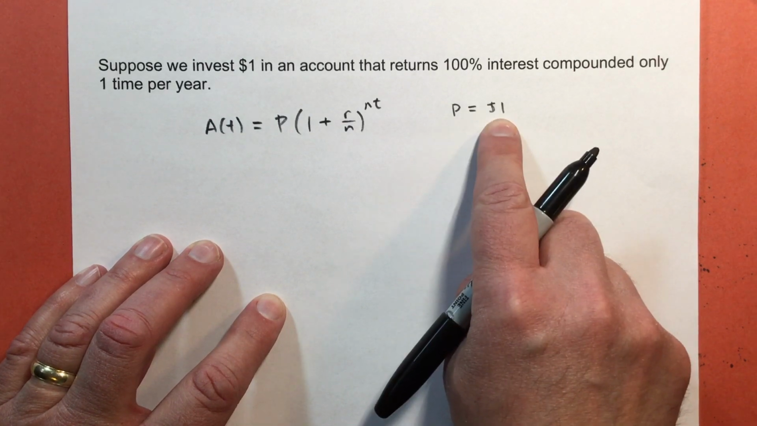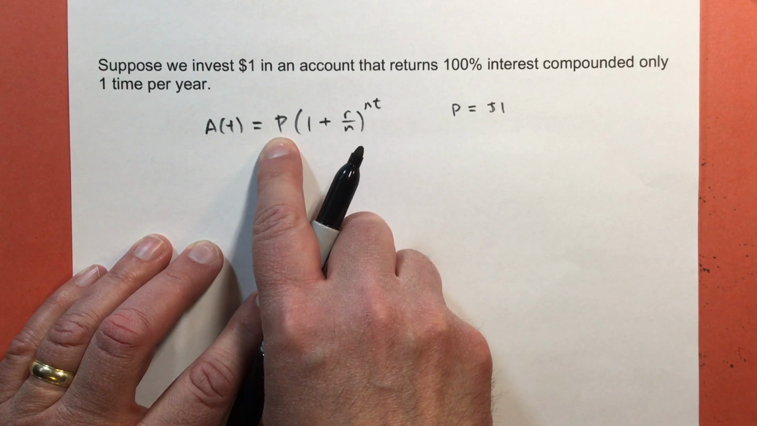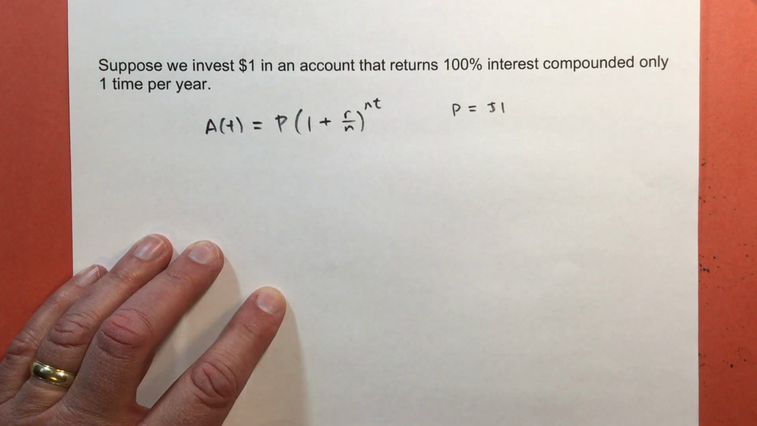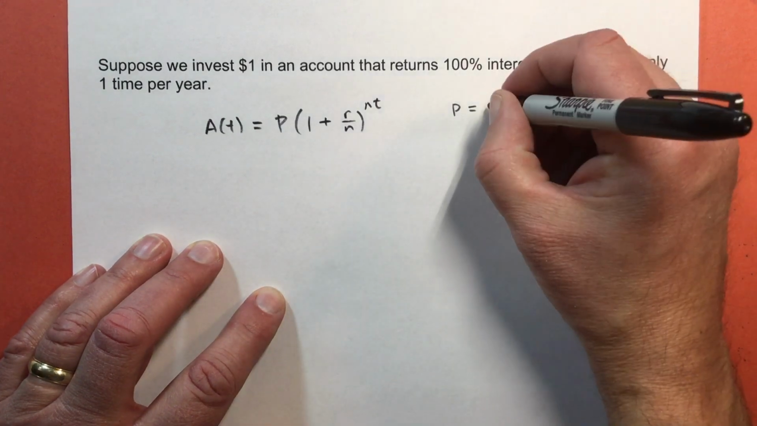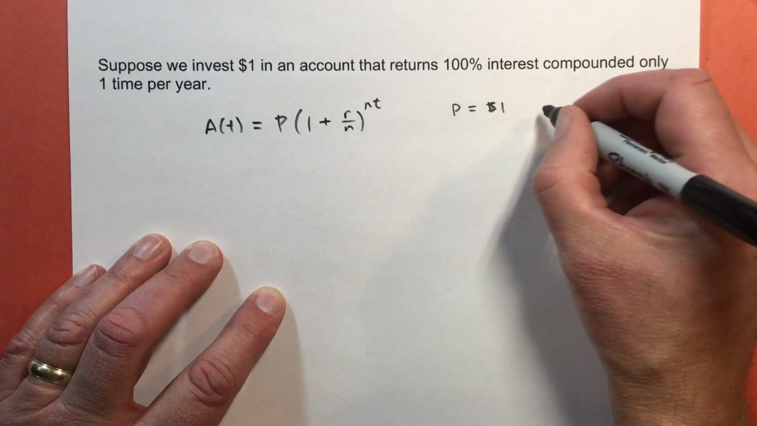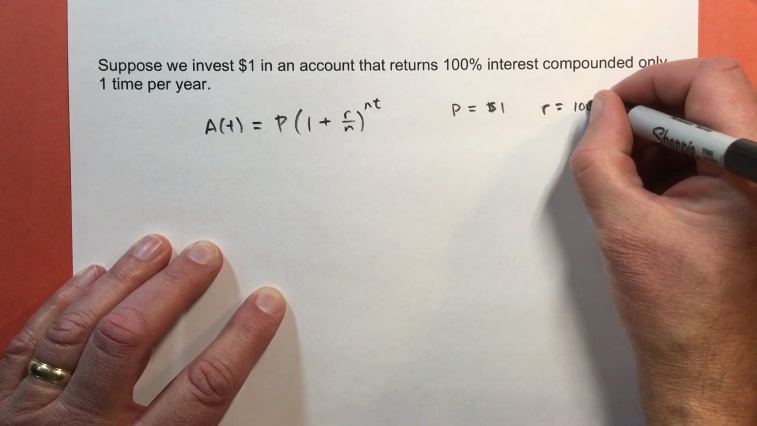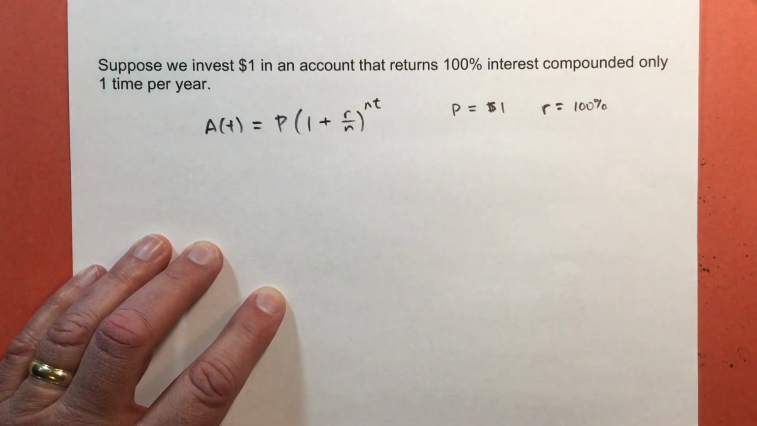If it's anything different than that, if it's $5,000, then we're just going to multiply by 5,000, and we can all multiply by 5,000, right? Make that a little bit more obvious. The interest rate is 100%. And of course, that's not realistic.